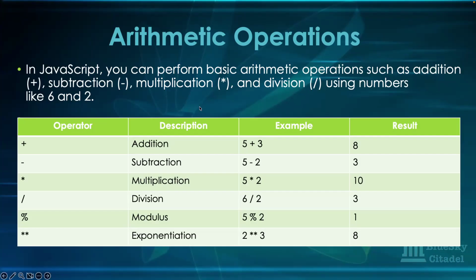Similarly in your math, if you can remember back when you did mathematics, the symbols are the same as what we do in JavaScript. So we have the plus symbol, which means addition, the minus symbol, which means subtraction, the star symbol or asterisk, which means multiplication, and the forward slash symbol, which means division. And the percentage sign, which means modulo, and the double asterisk, which means exponential.